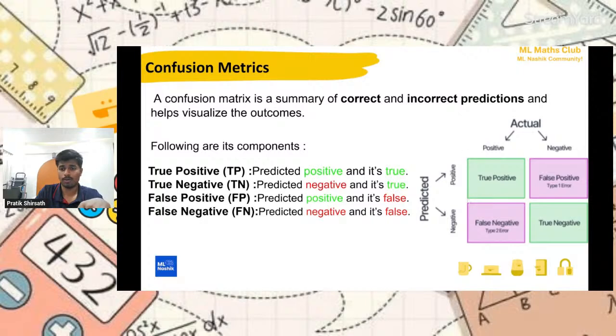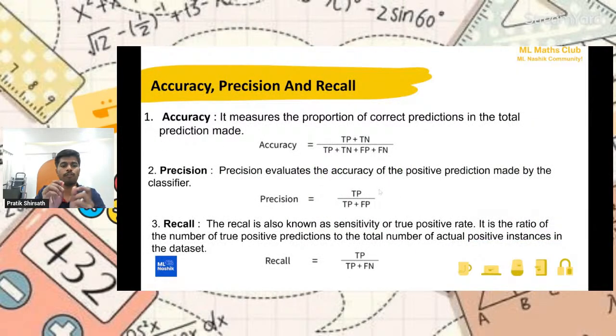Now this block evaluates the positive predictions made by the model. These two rectangles in this column are the total positive predictions made by the model. So from the total positive predictions made by the model, how many predictions were actually correct? These are the actual correct ones, and these are the remaining ones which were false. So this is nothing but the precision. It focuses on the positive predictions made by the model.